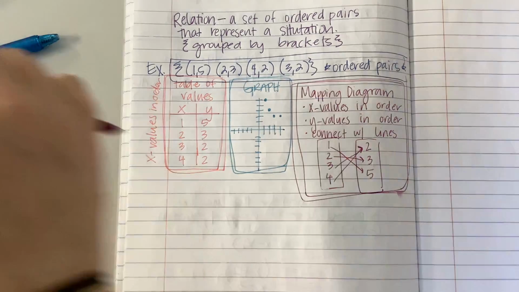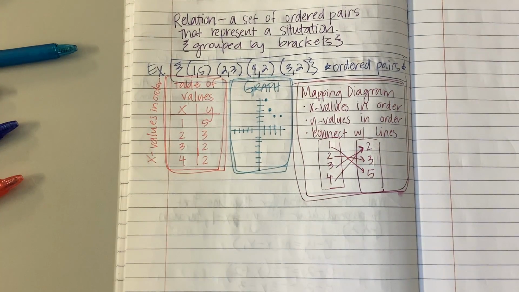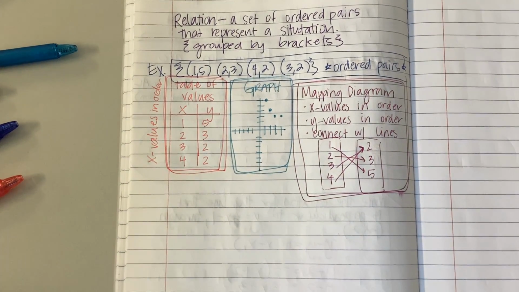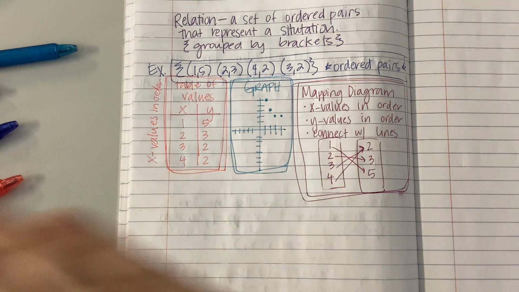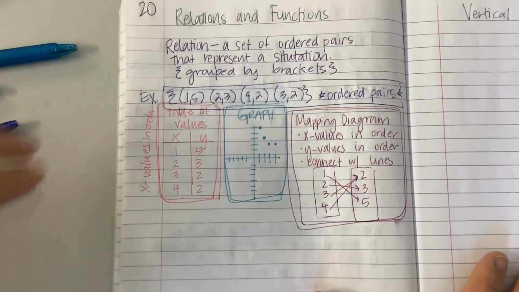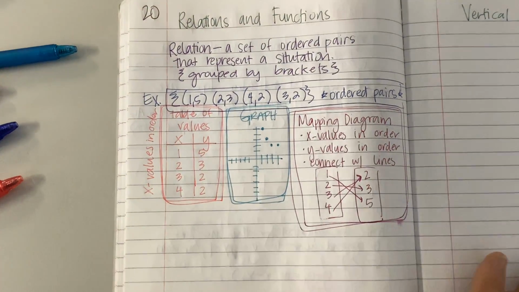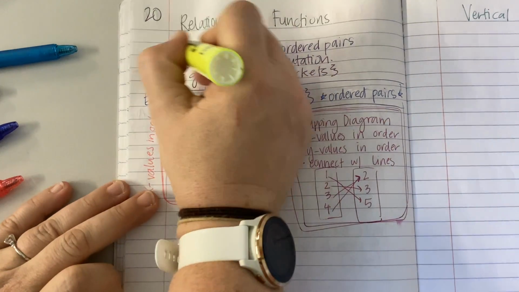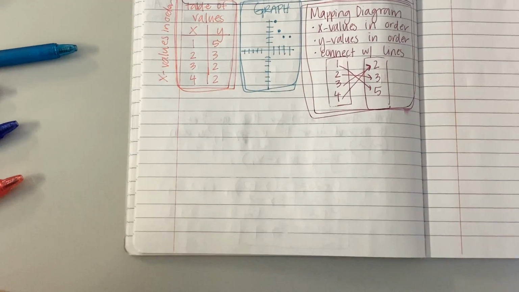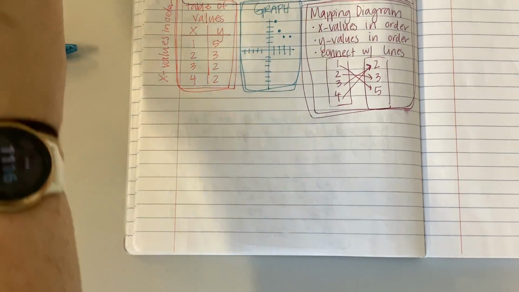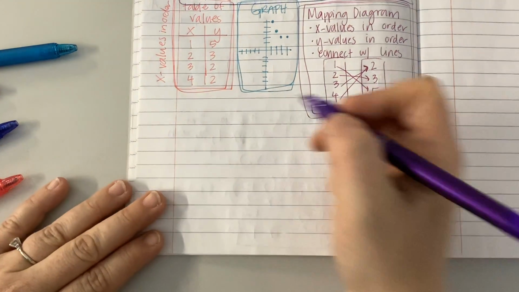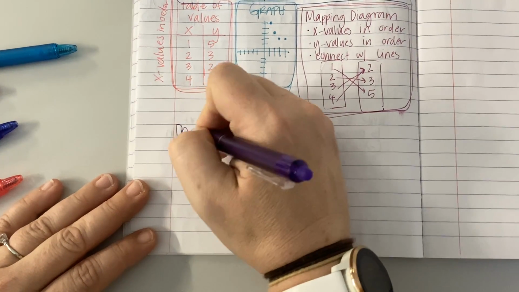Okay. Here's the rest of our vocabulary. We talked about relation. I'll highlight it as a vocabulary word. Now, we're going to move to domain.